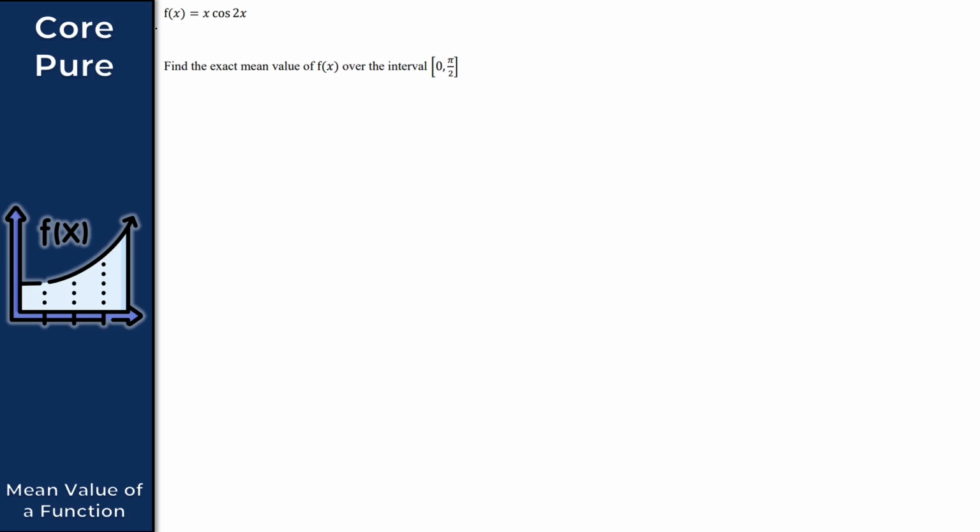So we have question 2 then, and we're given f of x is equal to x cos 2x. The question then asks us to find the exact mean value of f of x over this interval here from 0 to pi over 2. So to get us started here then, let's just begin by stating the result for the mean value of a function. So f bar here then, don't forget we just use f bar to represent the mean value of a function, is equal to 1 all over b minus a. We then times this by the integral here from a to b of f of x with respect to x.